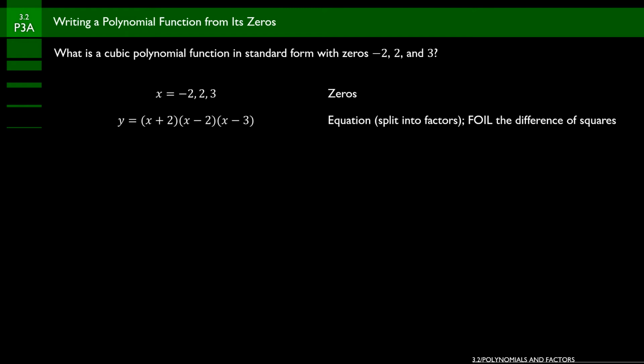We're then going to FOIL this out. So the easier pair to start with is the x plus 2 times the x minus 2, which gives you x squared minus 4. Then you FOIL out the x squared minus 4 times the x minus 3, and that's going to leave you with y equals x cubed minus 3x squared minus 4x plus 12. Make sure it's in standard form, and then you're done. That is your cubic polynomial.